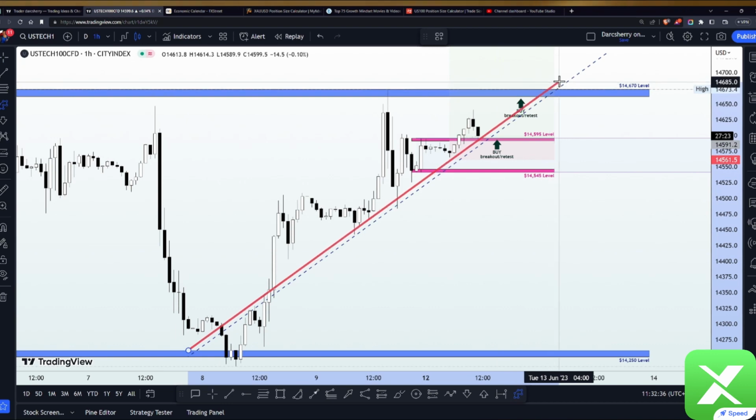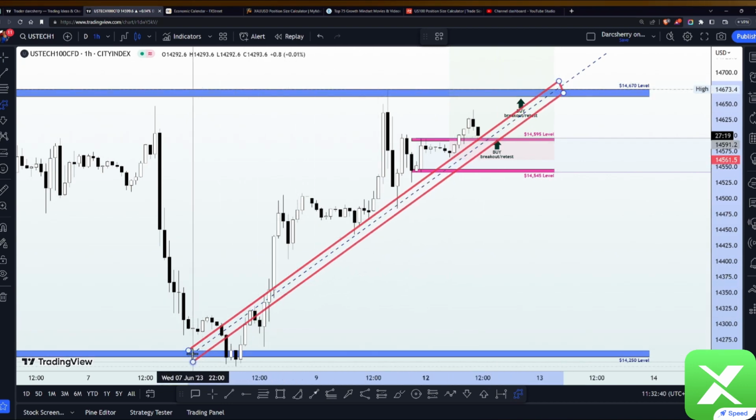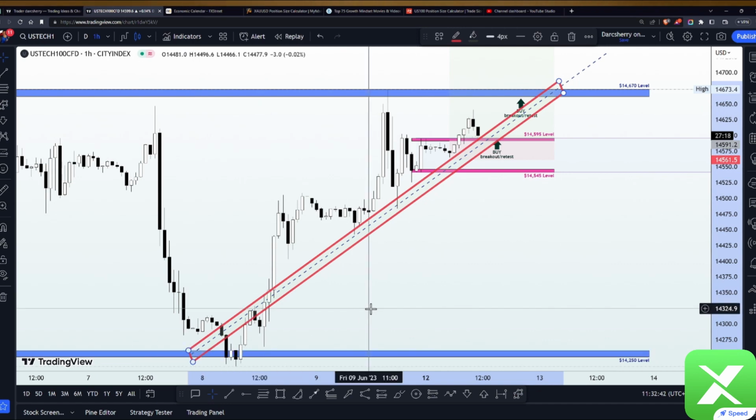Now, to emphasize or reveal the presence of buyers in this market, we connected the series of higher lows to give us this bullish trend line that we are going to be using to guide our trading activity for today. And so what this simply means is that as long as price action remains above this trend line, we'll feel comfortable buying the USTEC 100 while we also look out for more opportunities to buy.